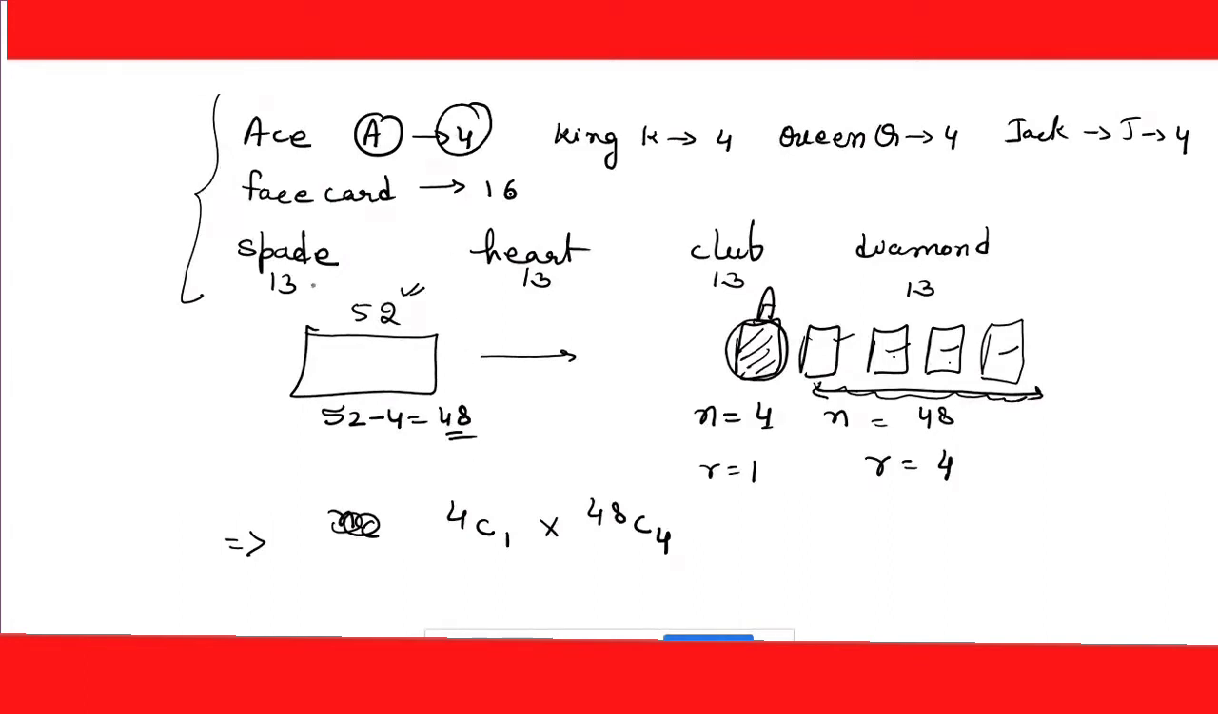There are 4 ace cards: one of spade, one of heart, one of club, one of diamond. So there are 4 cards of A, and in 4 cards we have to take only one. Now remaining are the 48. In 48 we have to choose 4 cards. Now how will you solve?